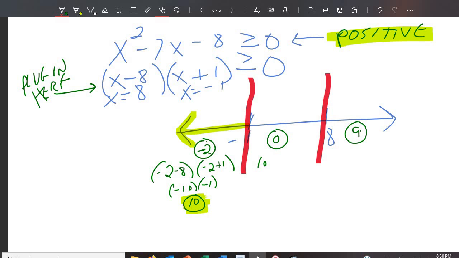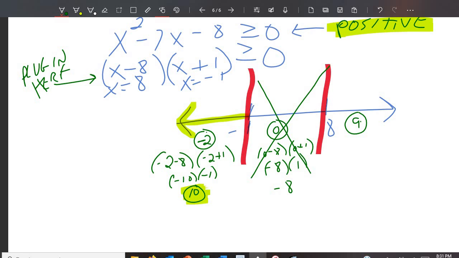Let's put 0 in. 0 minus 8, 0 plus 1. So we're going to get negative 8 times 1, which is negative 8. Well, I need it to be positive, but doing it this way gives me a negative. So that means I cross out this region because it won't work. Nothing in that region will give me a positive number.